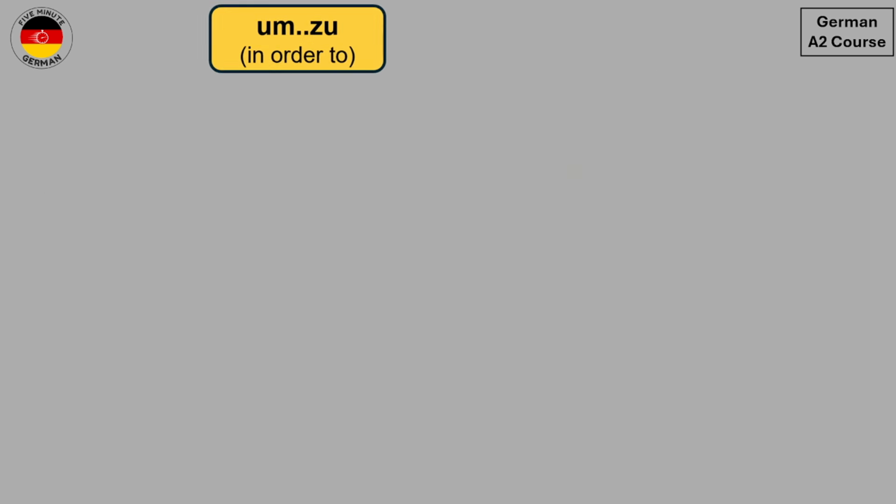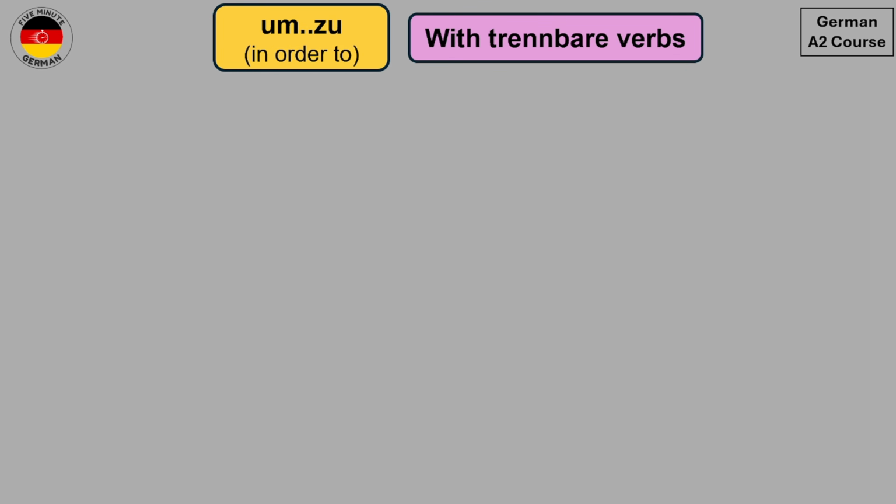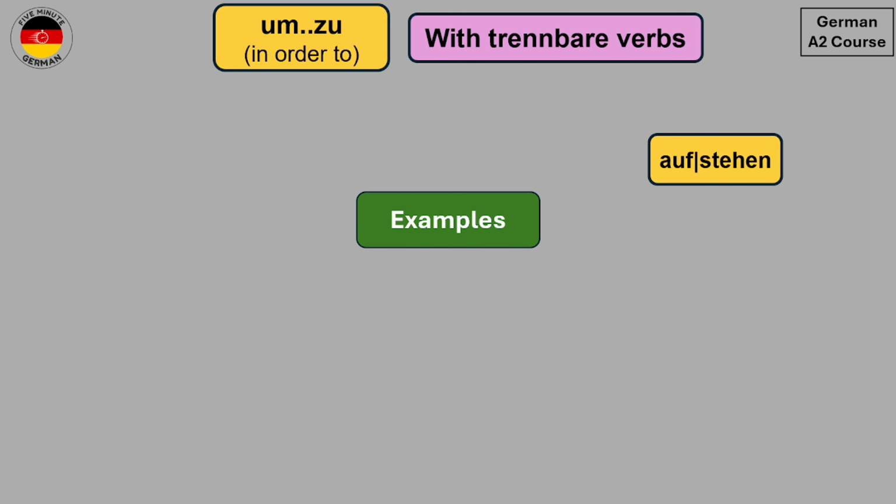Now let's take a look at how you can use um zu with trennbare verbs. So let's understand this with an example, and I will take the trennbare verb aufstehen, which means to get up, and we know that in this verb auf is the prefix and stehen is the base verb.